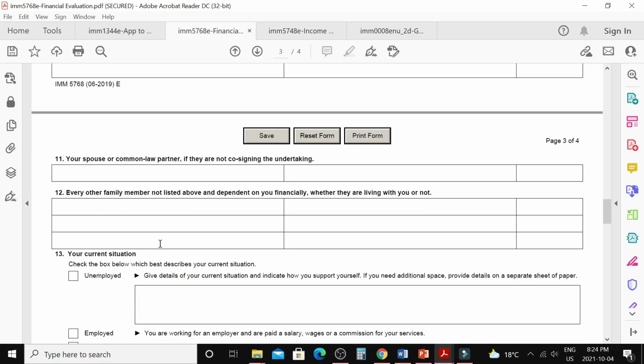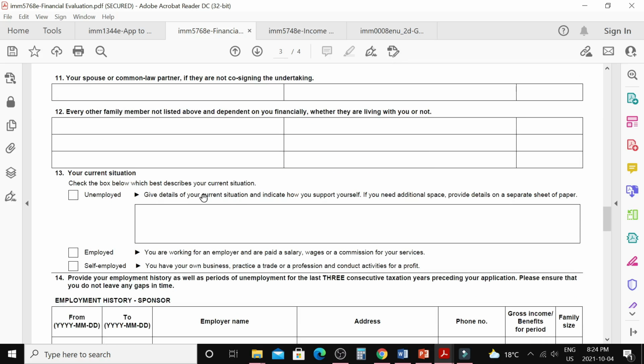Here you need to provide the information about your other dependents, your children. You can provide their family name, given name and date of birth here. Question number 13, your current situation. Check the box below which best describes your current situation. You are unemployed, employed or self-employed. Suppose I am saying I am employed.